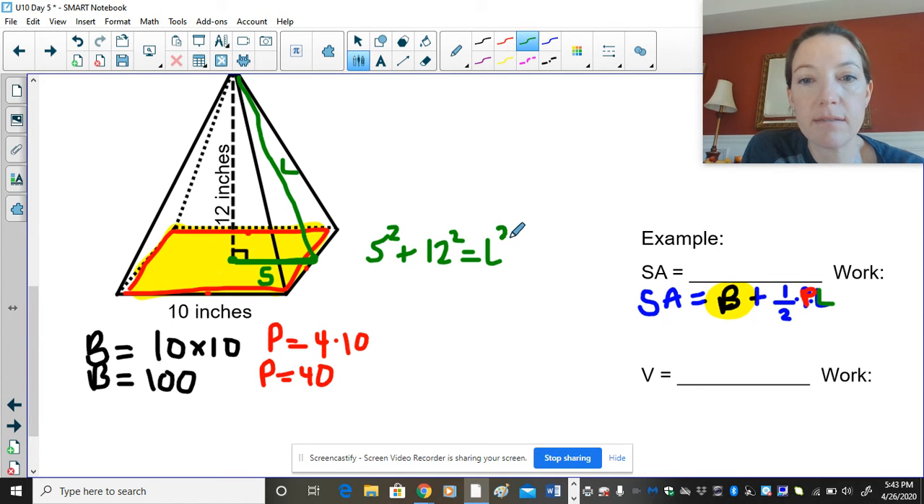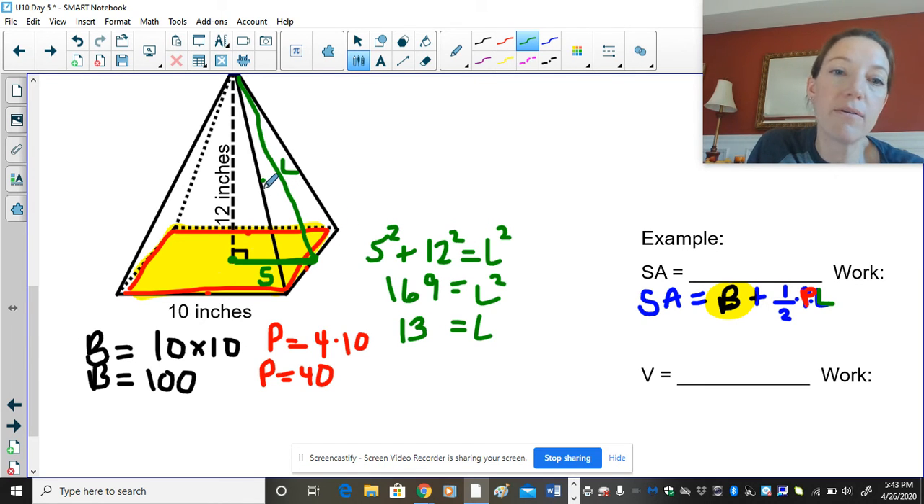Okay, let's evaluate that left side. That's going to give us 25 plus 144, or 169. And that's what L squared is equal to. Take the square root now to solve for L. The square root of 169 is 13. So we just figured out that this slant height that we need is actually 13 inches long. So right here would go 13.